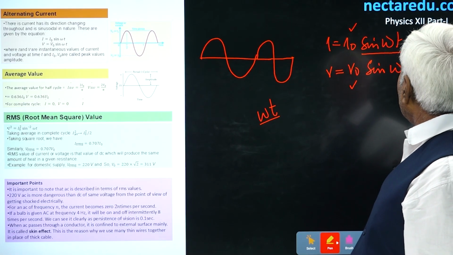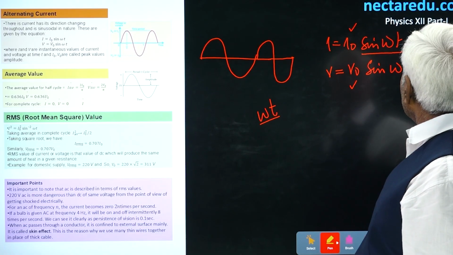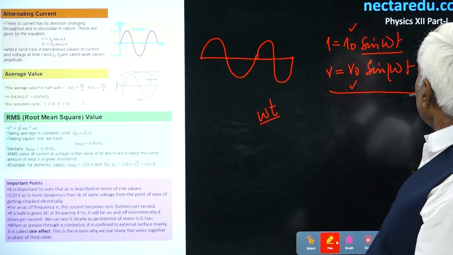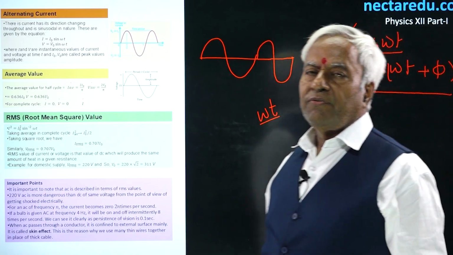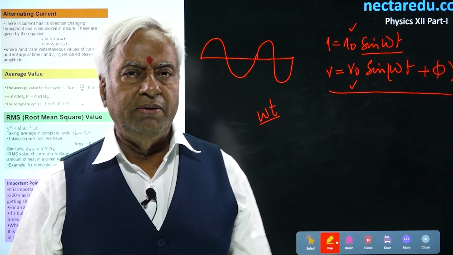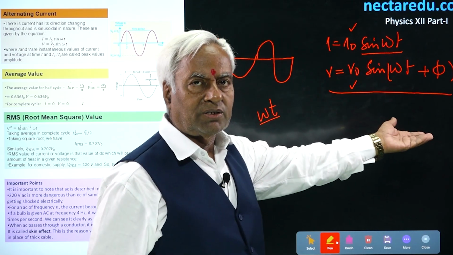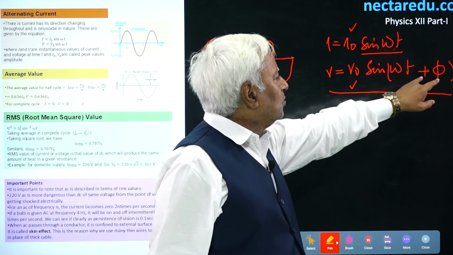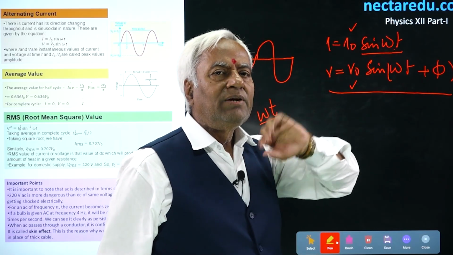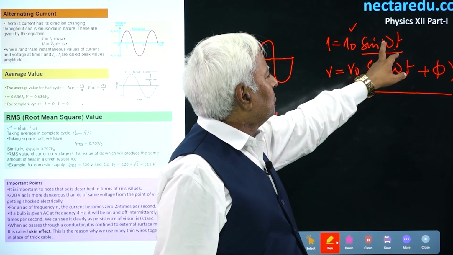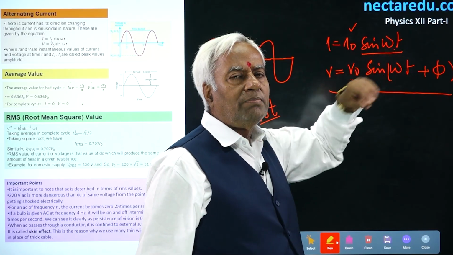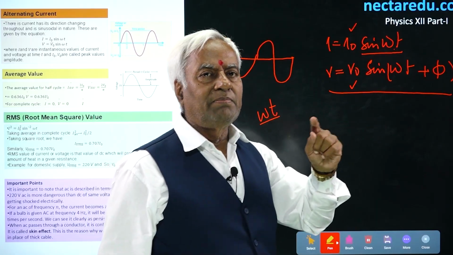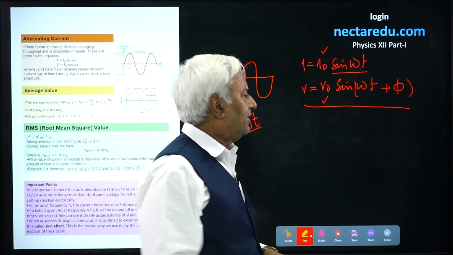If there is some difference in phase, it could be written as sine omega t plus phi. When you say it's plus phi, it simply means it is leading, its phase is greater than the phase of the current. And this could be written as minus phi. Not only with the voltage, you could write it with current also, but you'll have to remember plus phi simply refers to leading and minus phi refers to lagging.